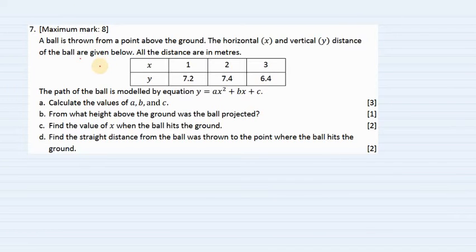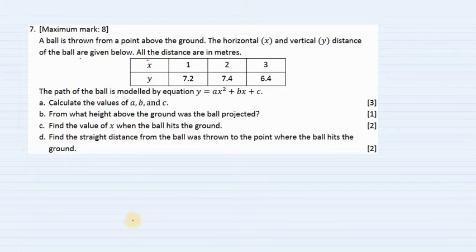The question is about quadratic equation. A ball is thrown at a point above the ground. The horizontal x and vertical y distance of the ball are given below. Distances are in meters. We have the table. The path of the ball is modeled by the equation y equals ax squared plus bx plus c. As we can see, this is the quadratic. Calculate the value of a, b, and c.